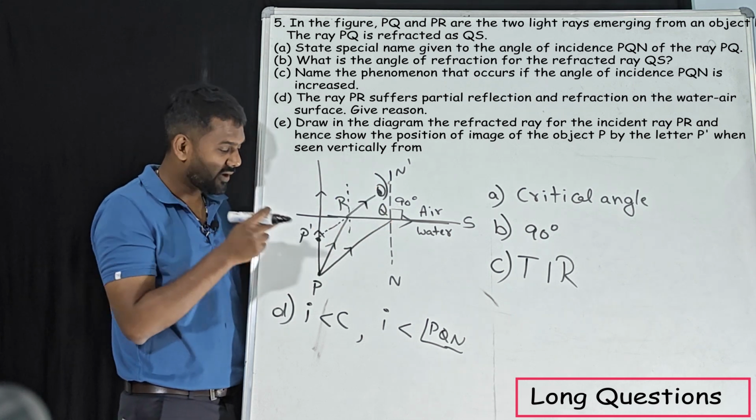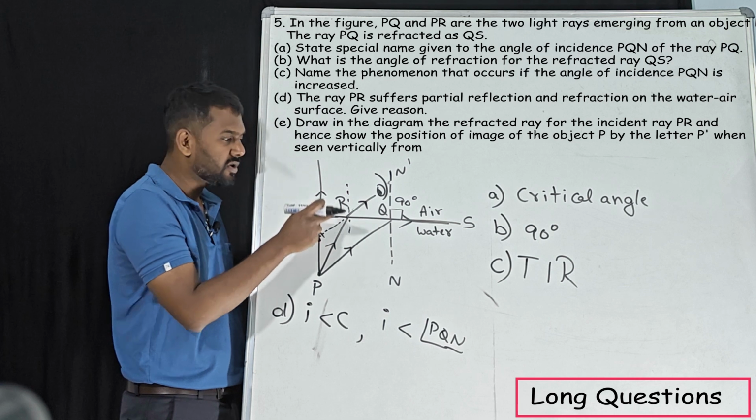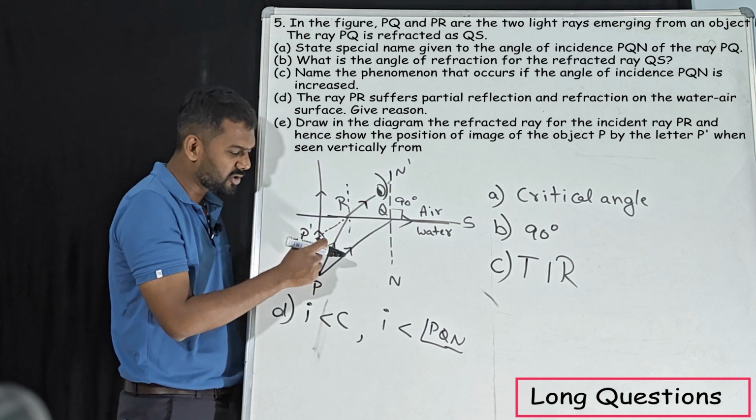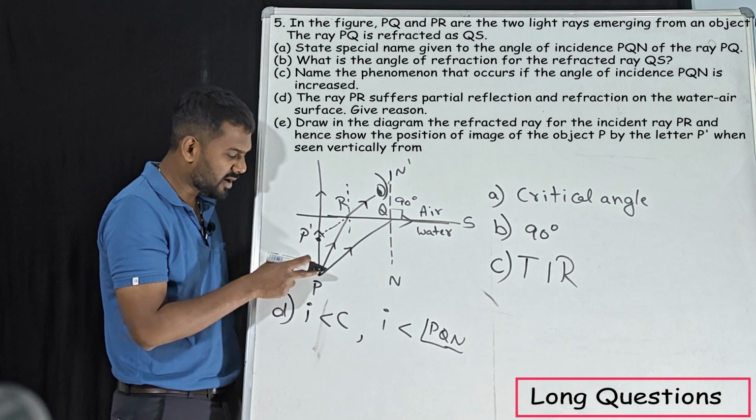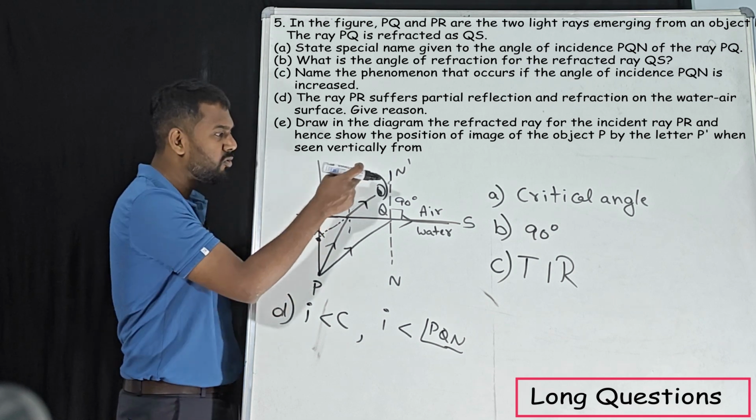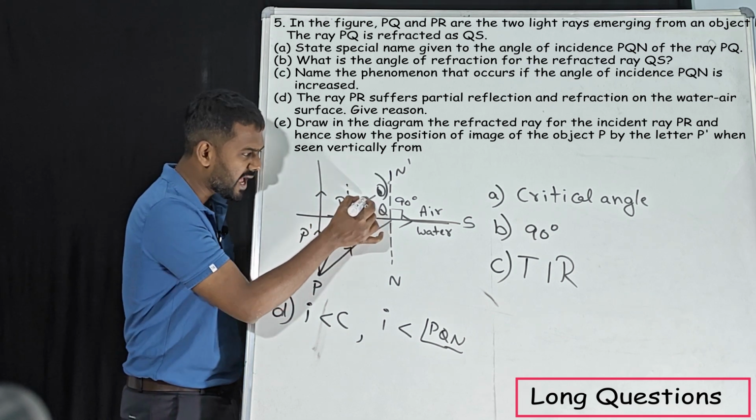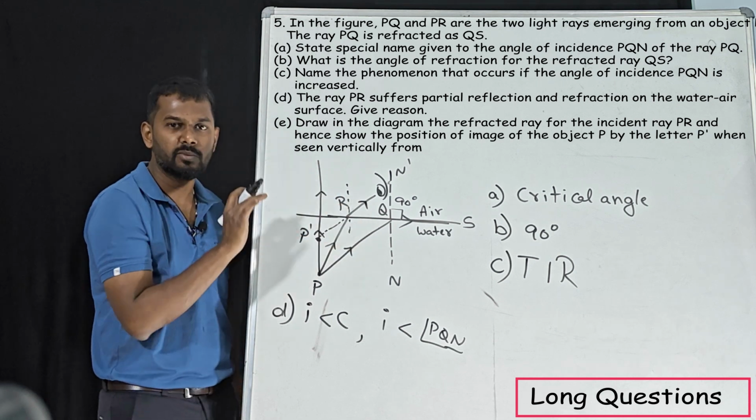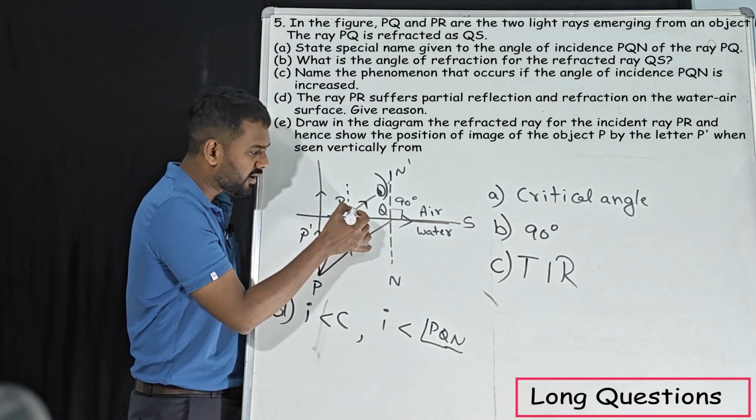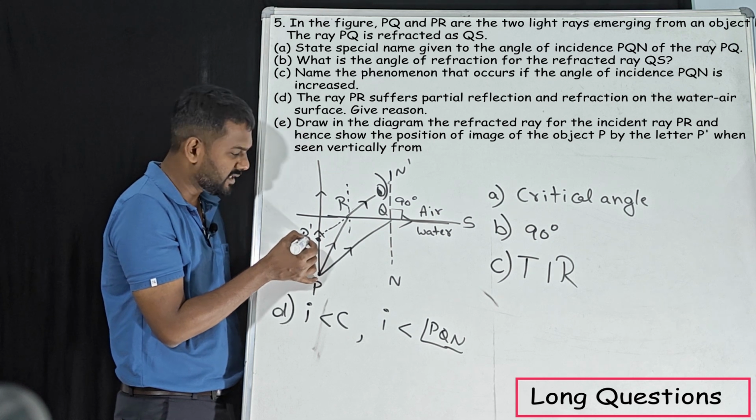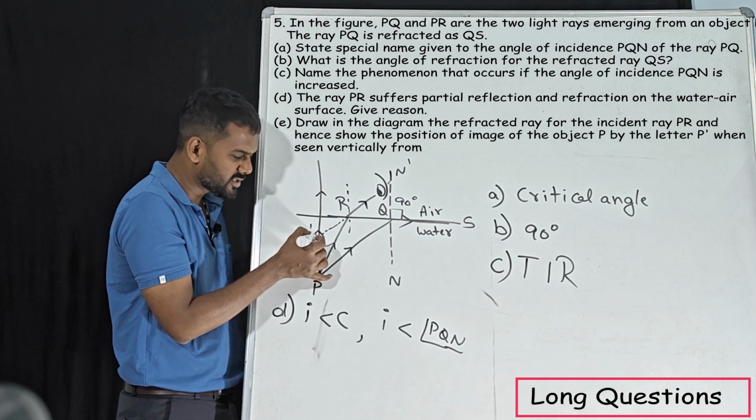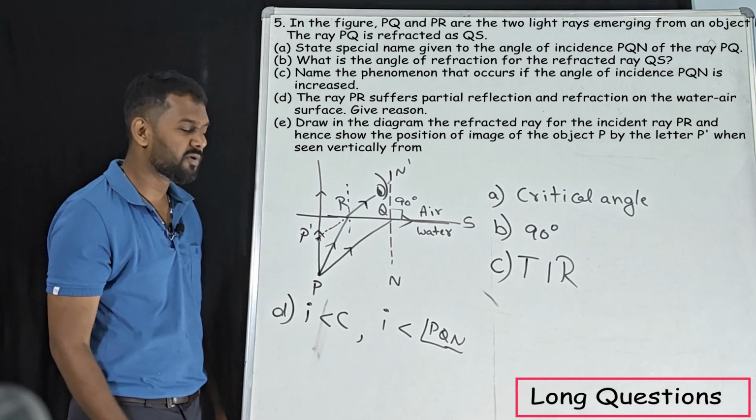See one thing, about the arrow marks, whether they should be towards the eyes or towards the object. Always the arrow mark should go from object to eyes. These arrow marks are correct. If you write them the opposite way, that is completely wrong. So if you extend this refracted ray, wherever you see a point, there the image will be formed.